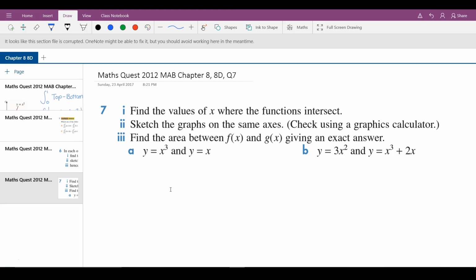And when I see question 7, it's literally the same as question 6. Why didn't they put that into question 6? Why make two questions separate? I have no idea. But let's just do it.